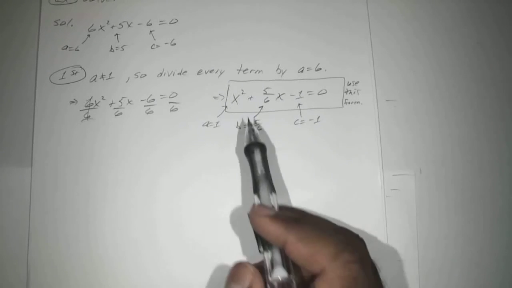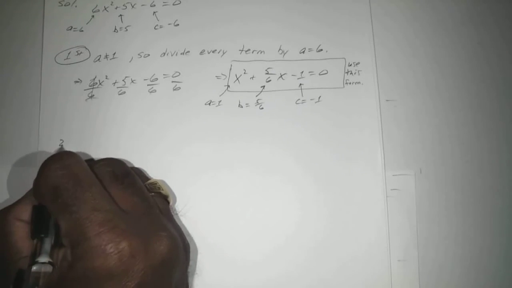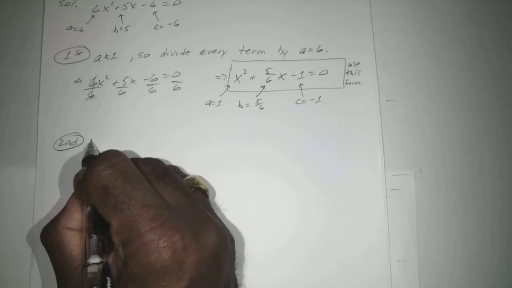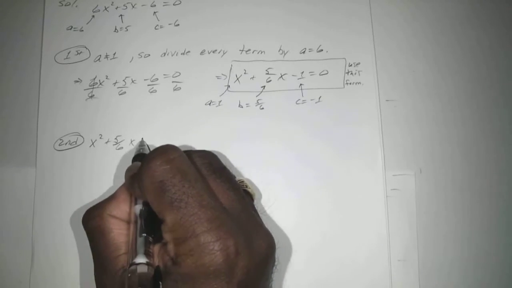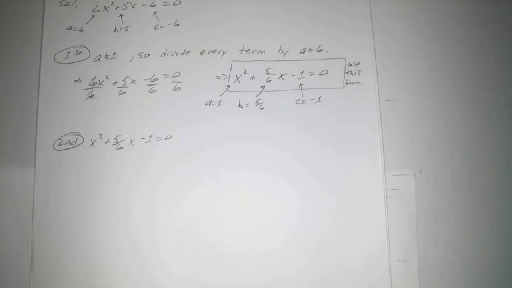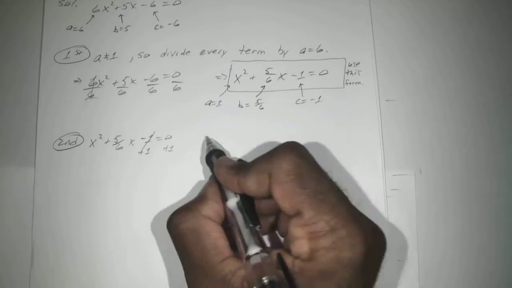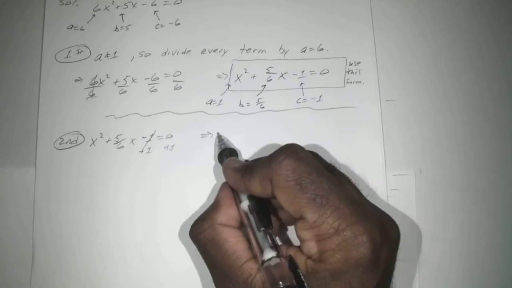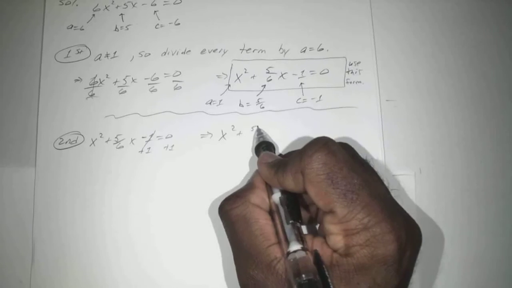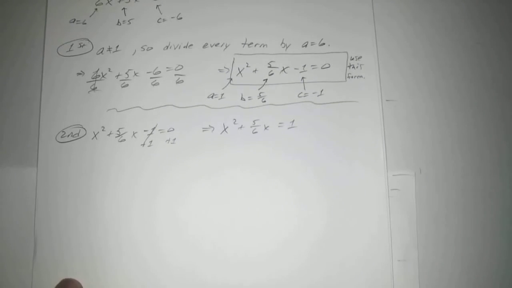Now that we have our A equal to 1, we go to our second step, which means we just isolate our x terms. So x squared plus 5 over 6x minus 1 equals 0. We just go ahead and add 1 to both sides. So we have x squared plus 5 over 6x equals 1. Now we just complete the square of the left side.